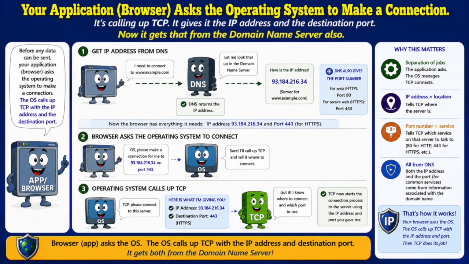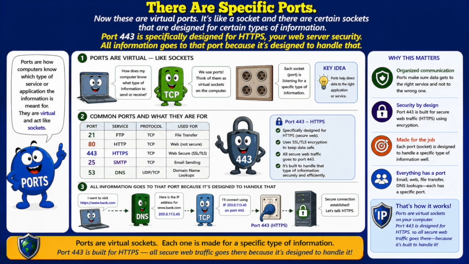Your application browser asks the operating system to make a connection. It's calling up TCP. It gives it the IP address and the destination port. Now, it gets that from the domain name server also. There are specific ports. Now, these are virtual ports. It's like a socket, and there are certain sockets that are designed for certain types of information. Port 443 is specifically designed for HTTPS, your web server security. All information goes to that port because it's designed to handle that.